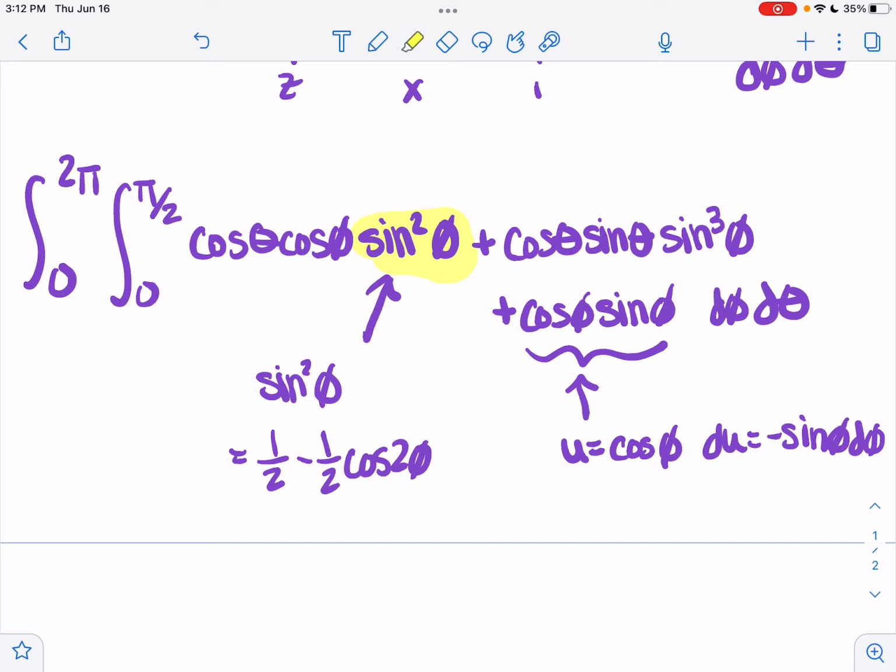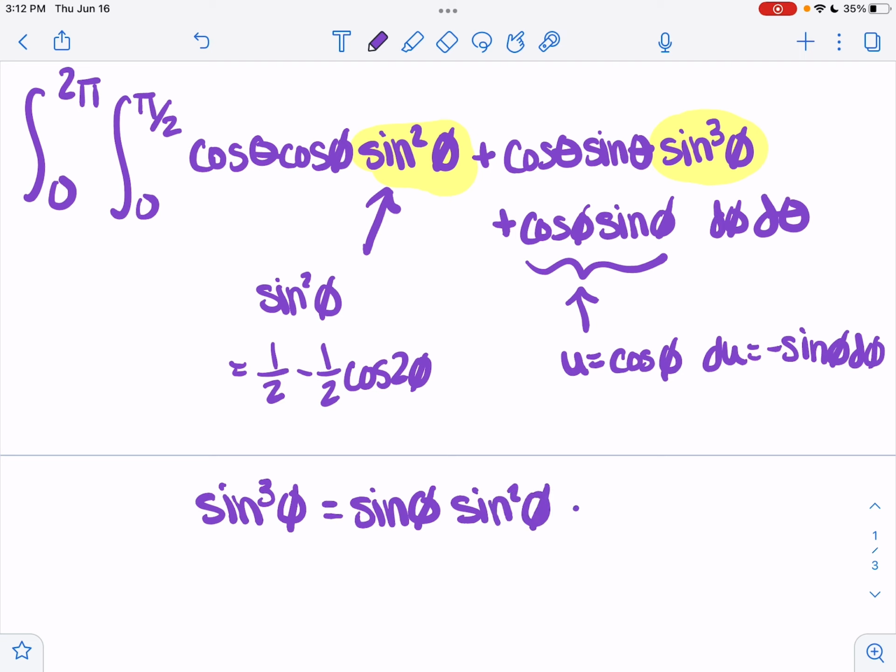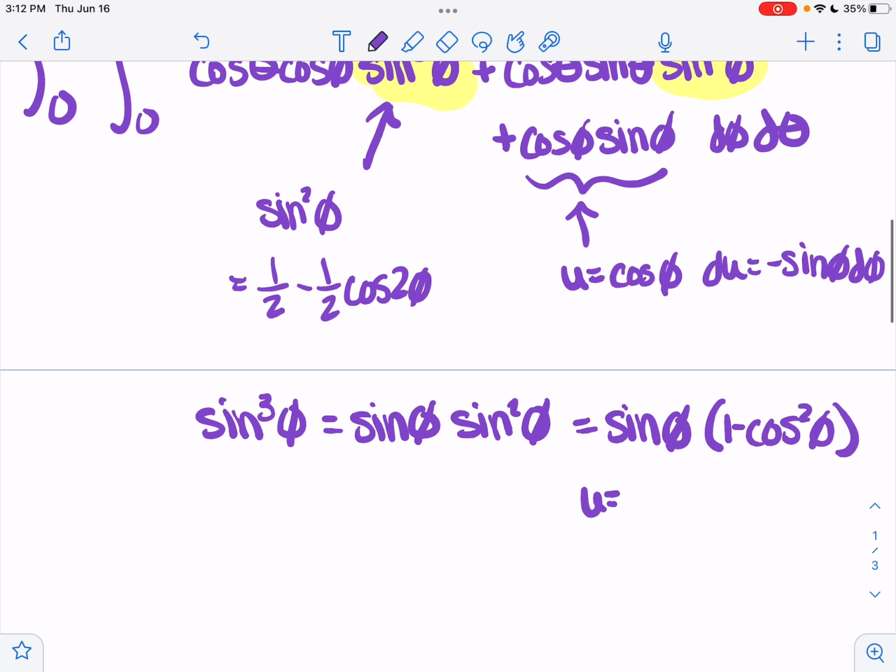And for this last one here, sine cubed of phi, we're going to break that up. Sine cubed of phi is sine phi times sine squared phi, which is sine phi times 1 minus cosine squared phi. And then we can let u equal cosine phi with du equals negative sine phi d phi. We do all of that, do all of the integration.